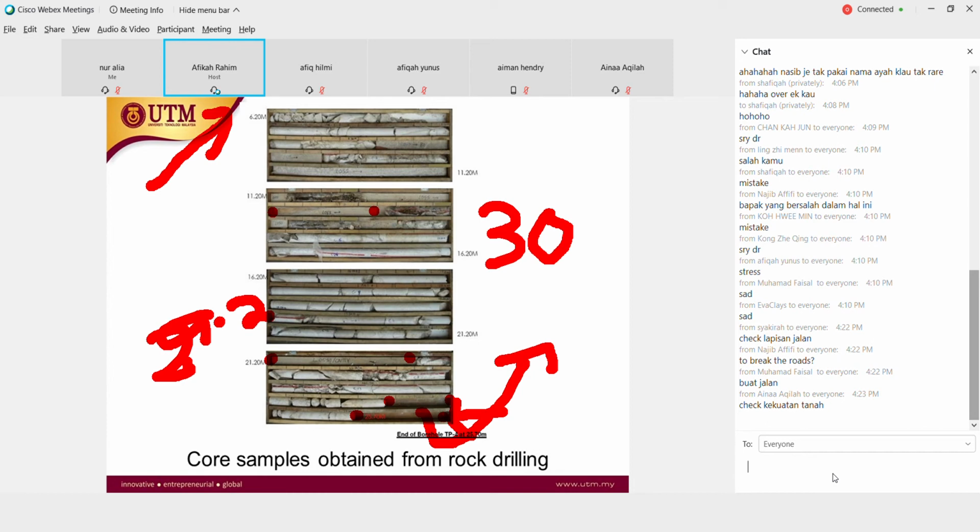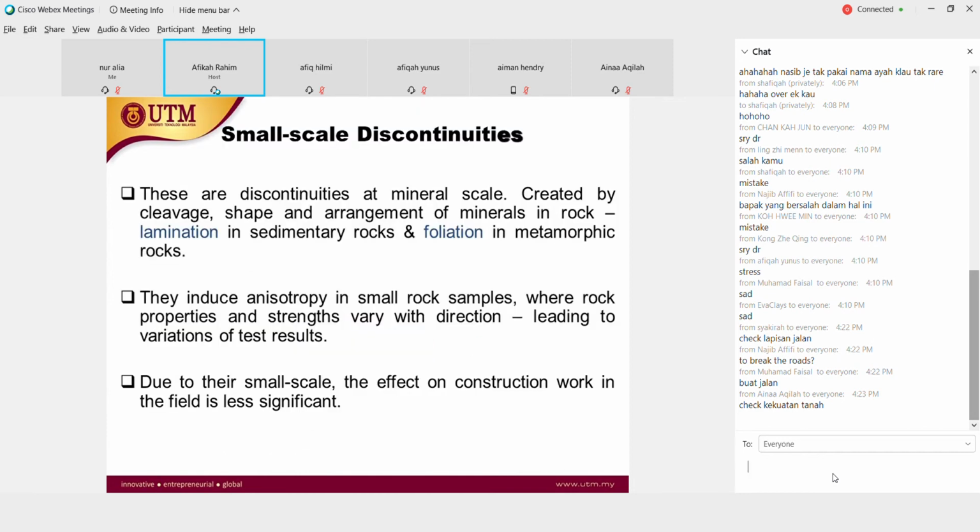It won't be preserved as rock. It will be something like muddy material. It's like ice cream form. So how can you capture the ice cream form into this RQD? We call it RQD. So that is the issue here.